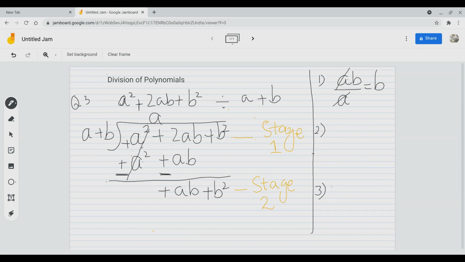Okay, now write the divisor. How many terms are there? Two terms. Multiply by this B. We are getting AB plus B square. Then after that we have to write AB plus B square under this, the same AB plus B square. Then we will use subtraction.